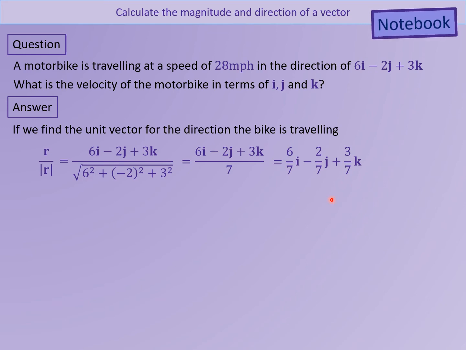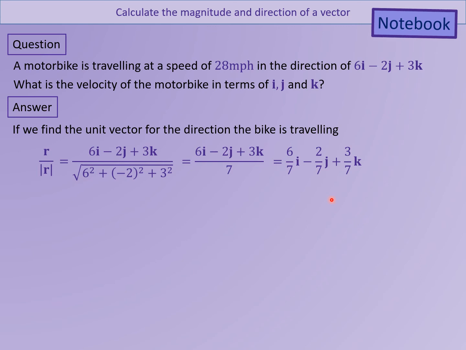Now I want you to just check at this stage. Just pause it for a minute. Get your calculator. Try 6 sevenths squared plus 2 sevenths squared plus 3 sevenths squared, square rooted. And hopefully you can convince yourself that what you found there is a unit vector, because the magnitude of it comes out to be 1.